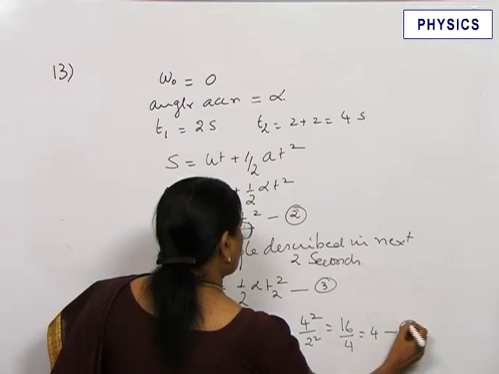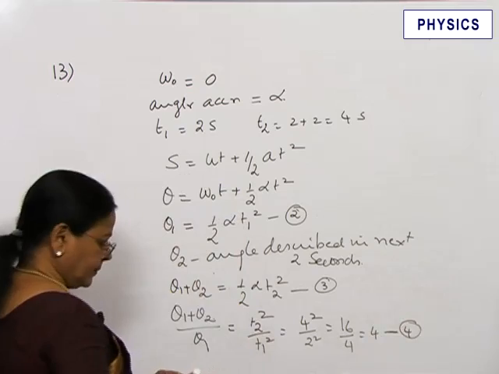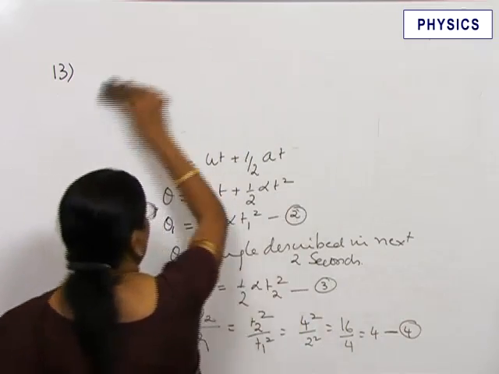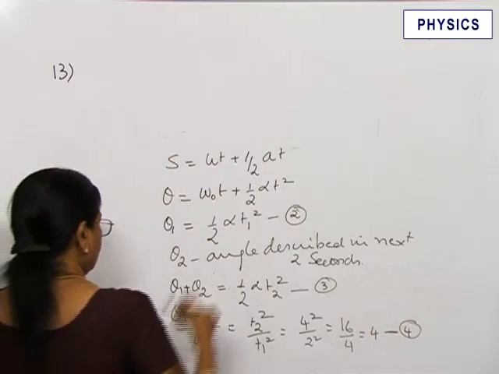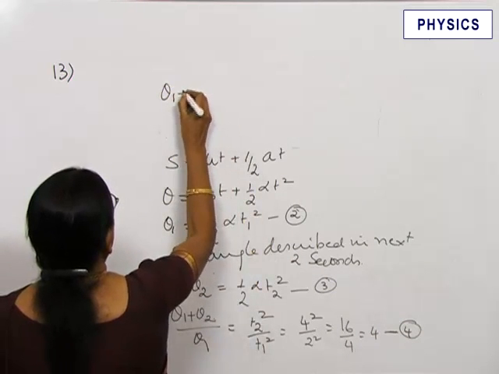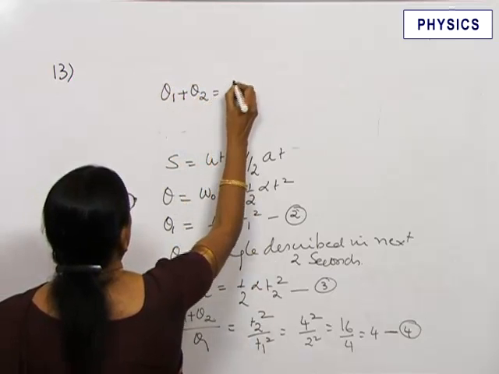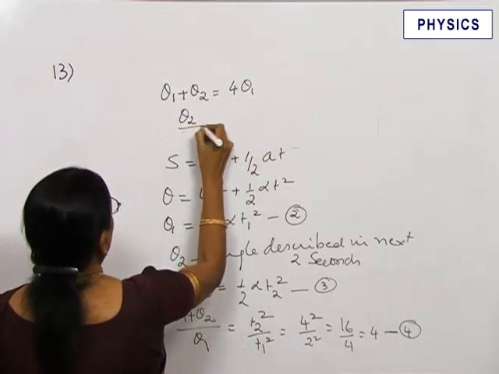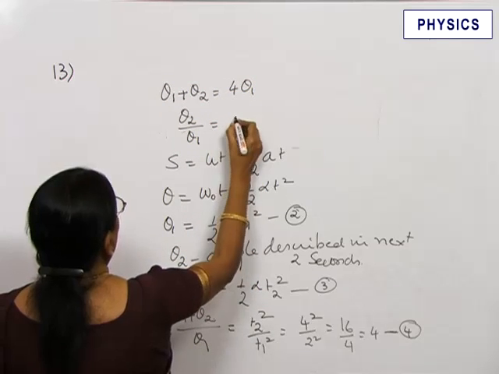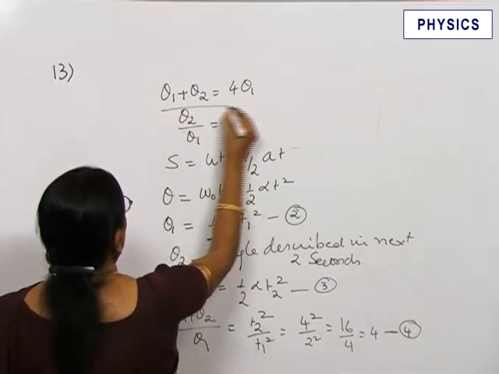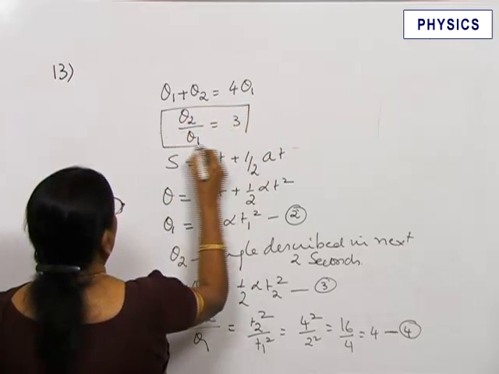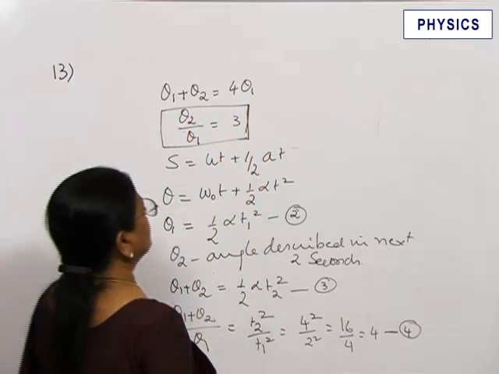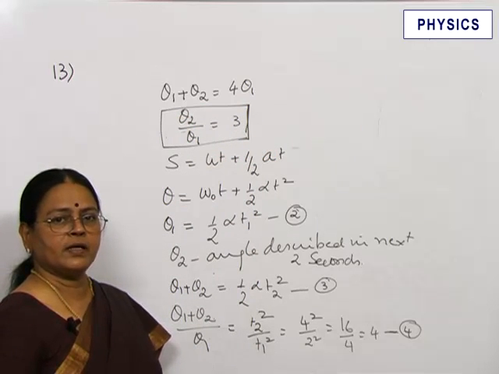Equal to 4. Okay. So cross multiplying, we get theta 1 plus theta 2 equal to 4 theta 1, or theta 2 by theta 1 equal to 3. So the ratio of the angles described in two successive intervals, theta 2 by theta 1, becomes 3.